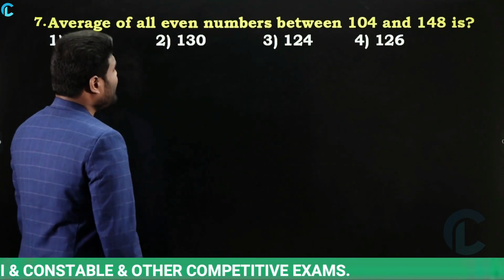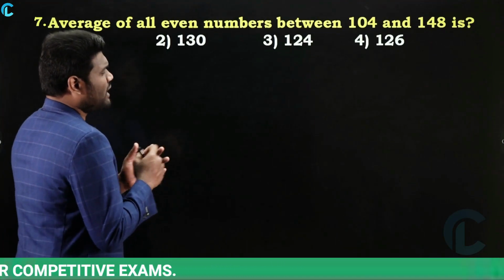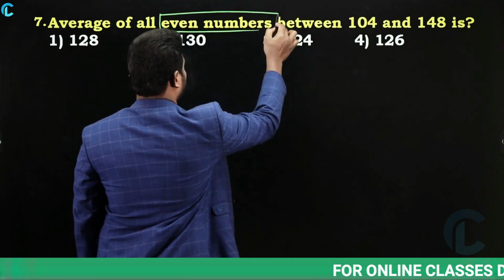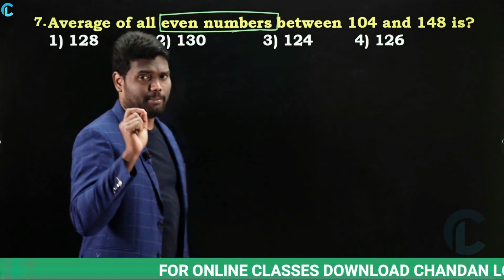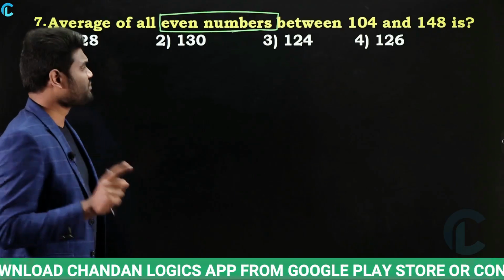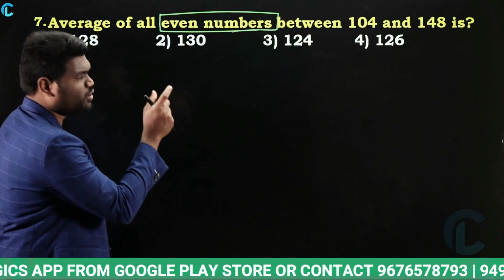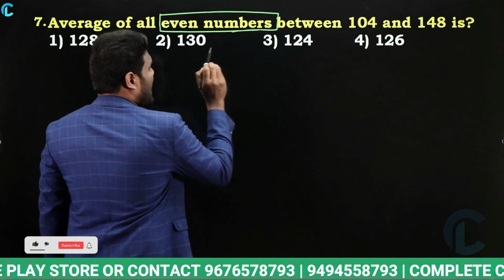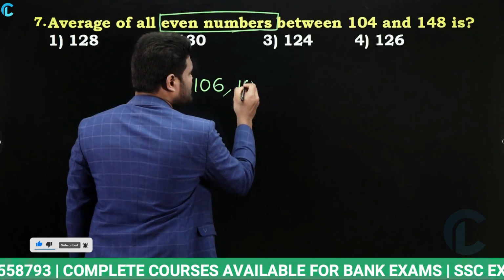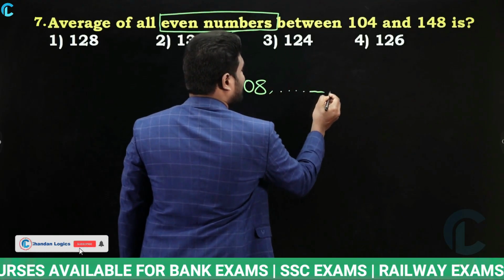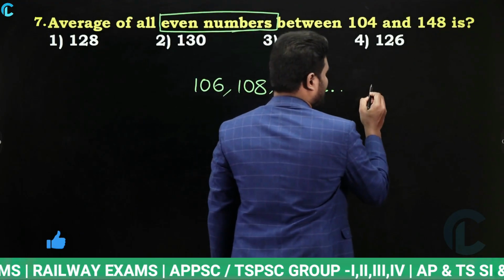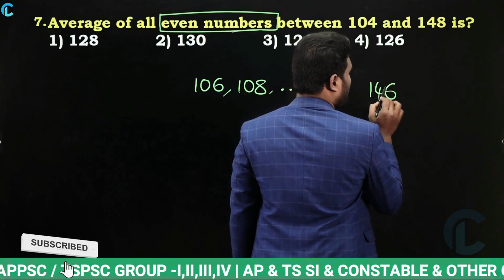Average of all even numbers between 104 and 148. So we are asked to find the average of all even numbers. Reading the question is really important, so read it clearly and try to know what exactly the question is. Even numbers from 104 to 148. After 104, the next even number is 106, then 108, and so on. Till where? Between 104 and 148, which means the last number is going to be 146.